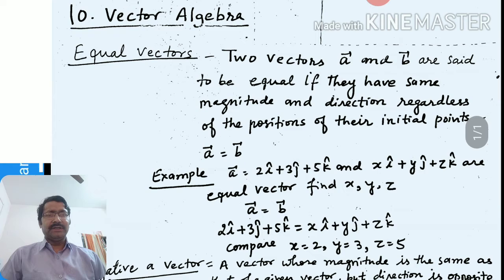How can we find it? Look here, these A and B vectors are equal, so in place of A we write 2i plus 3j plus 5k, and in place of B we write xi plus yj plus zk. Now we will compare the coefficients of i, j, k. When we compare, we get x equal to 2, y equal to 3 and z equal to 5. This way we can find the values of x, y, z if these two vectors are given equal. Equal means their coefficients of i, j, and k will be equal.